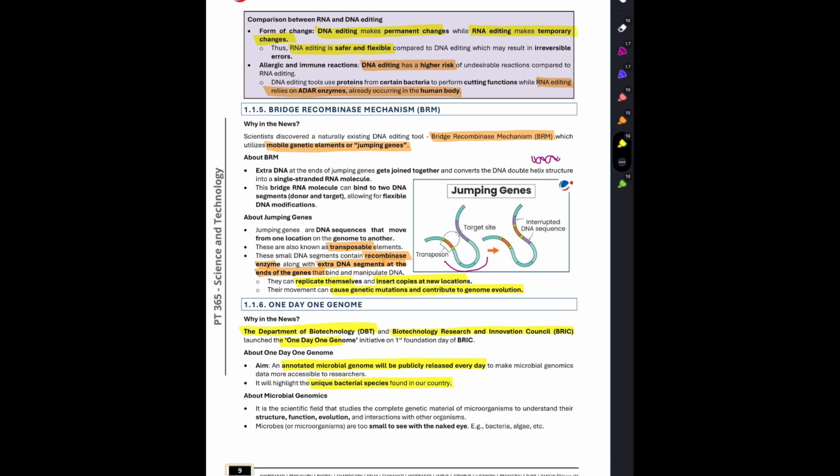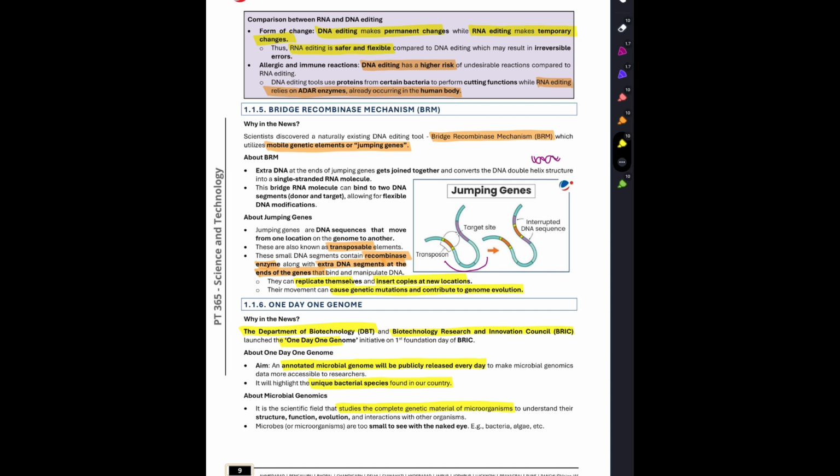About microbial genomics. It is the scientific field that studies the complete genetic material of microorganisms to understand their structure, function, evolution, and interaction with other organisms.